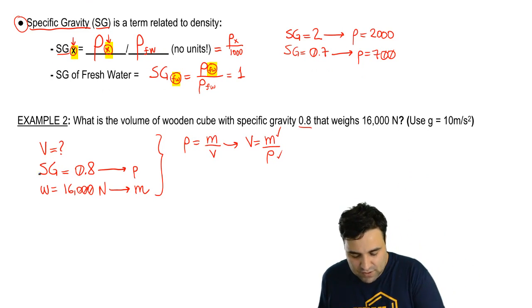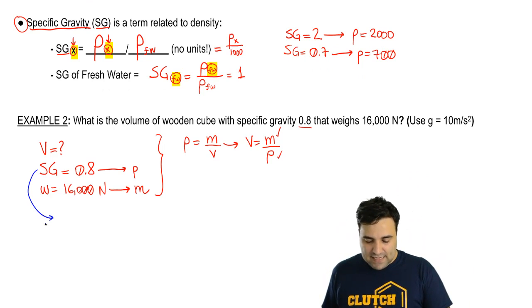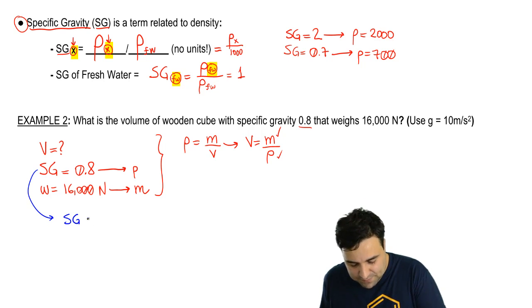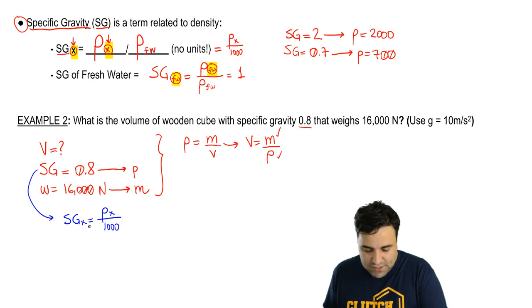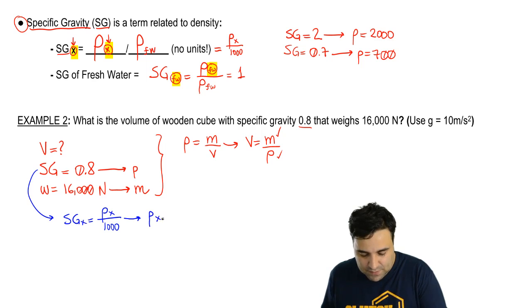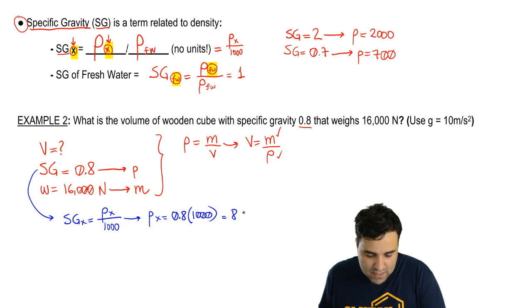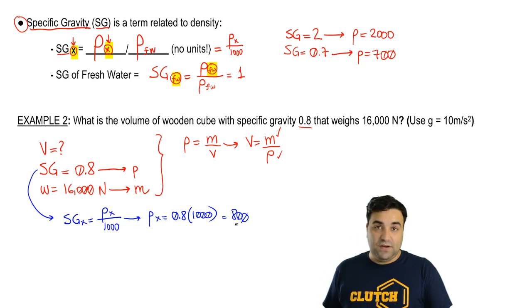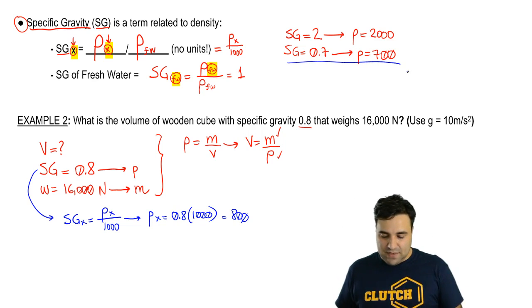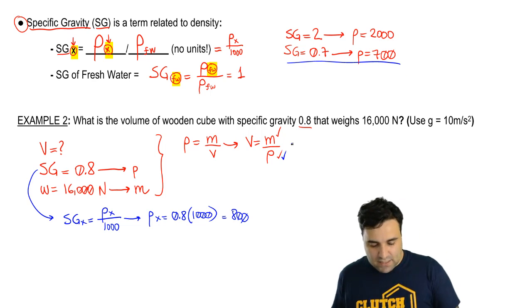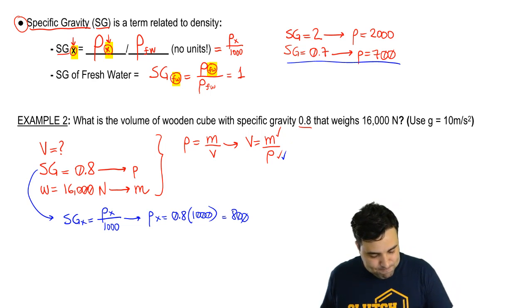So first, let's try to find the density. The specific gravity of something is the density of that something divided by 1,000. So I can just move things around and find that the density of something is the specific gravity, which is 0.8, times 1,000, which gives us 800. It's very similar to what I did up here, right? The 0.7 became 700, the 0.8 becomes 800. So I got the density, so let's see if we can find mass.